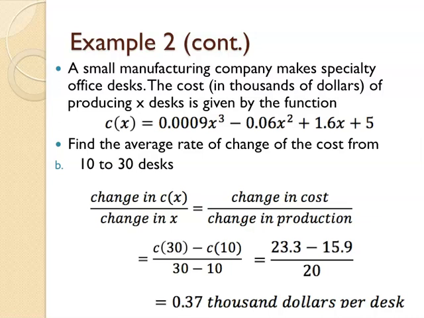So yes, this is much lower than when we went from not producing any desks to producing 10 desks. The average rate of change is much lower when you go from 10 desks to 30 desks because when you're producing 10 desks, you already have certain manufacturing costs calculated in there. With 30 desks, obviously we need more materials, but perhaps we don't have as much in manufacturing costs that we need to add on.